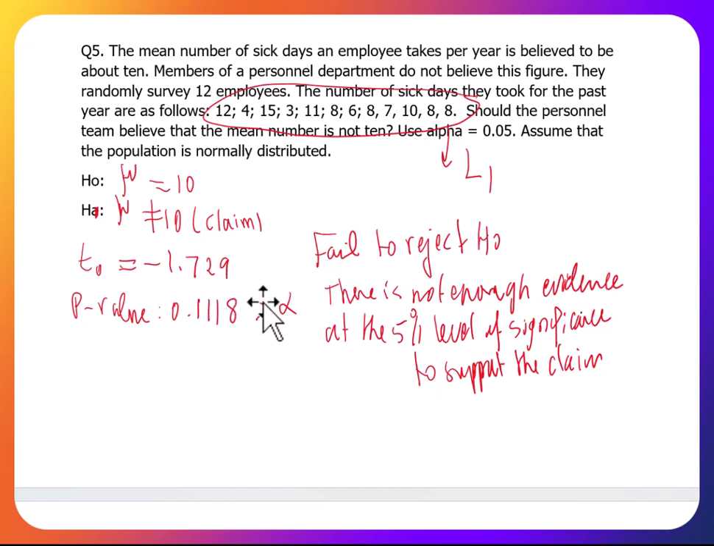And do you guys agree that this is bigger than alpha? If it is bigger than alpha, which is 5%, we fail to reject the null hypothesis. And if you fail to reject the null hypothesis, you say there is not enough evidence at the 5% level of significance to support the claim. Because the claim happened to be in H1, you use the word support, the claim that the mean number of sick days an employee takes per year is not 10. That is the conclusion of this question.